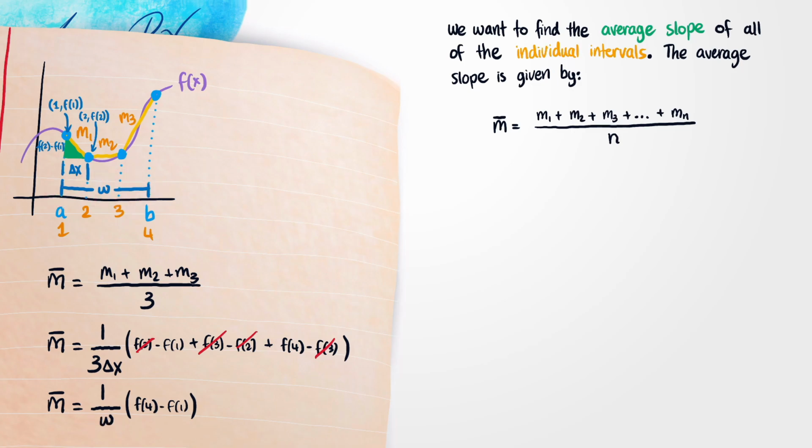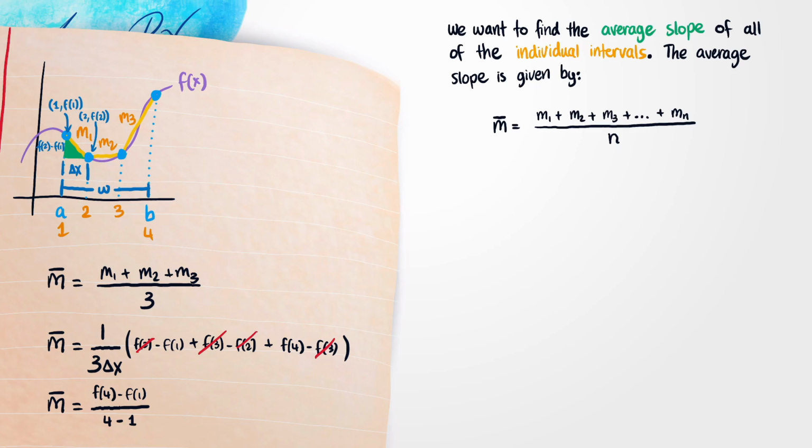Now I also just want you to note, it doesn't actually matter how many subintervals we have. We could have had 10 or 20, and you'd still get w on the bottom. And also, everything except the last term and the first term would just end up crossing out. Now we can just bring the f of 4 minus f of 1 to the numerator, and we can say that w is just the same thing as 4 minus 1.